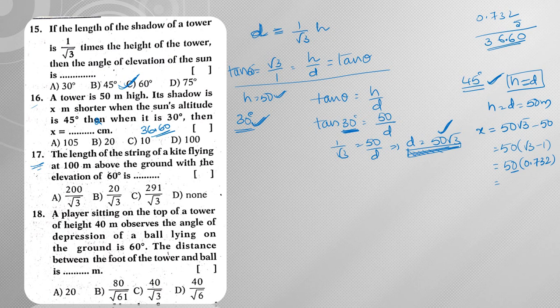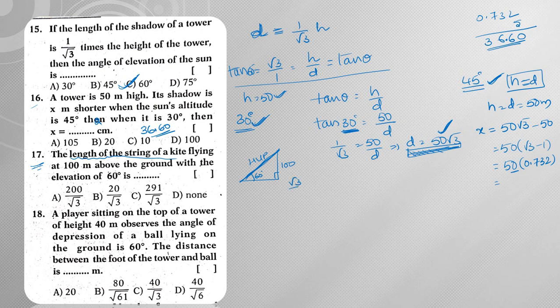Okay, next moving on to question number 17. The length of the string of a kite flying at 100 meters above the ground with the elevation of 60 degrees is... It is asking for the length of the string. Whenever you are flying a kite, the length of the string is my hypotenuse. It is flying at 100 meters above the ground and the angle of elevation is 60 degrees. Based on this figure, we can apply sin 60.